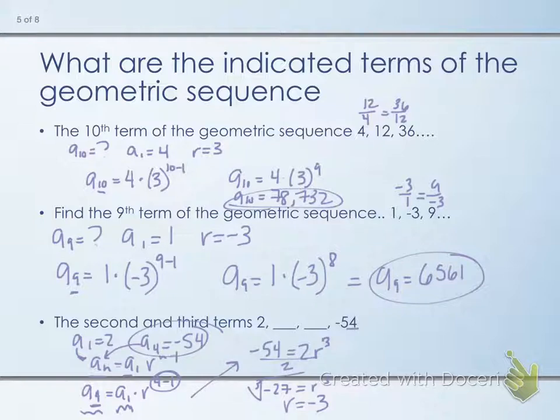So to get from one term to the next, we multiply in these situations. So 2 times -3 is -6. That times -3 is 18. Okay, arithmetic, we're adding and subtracting. Geometric, we're multiplying.